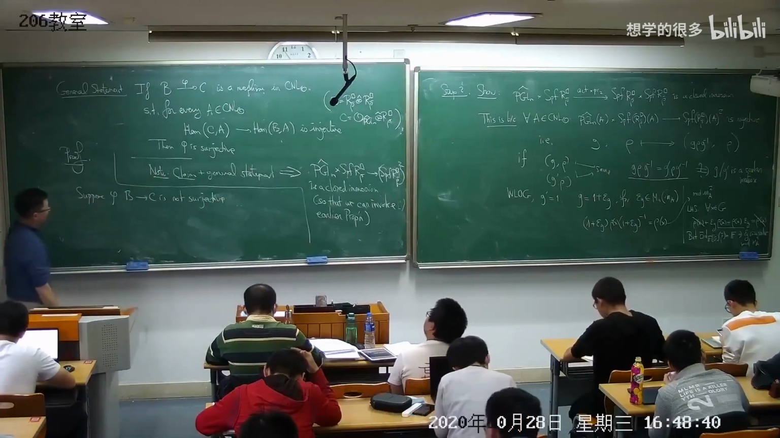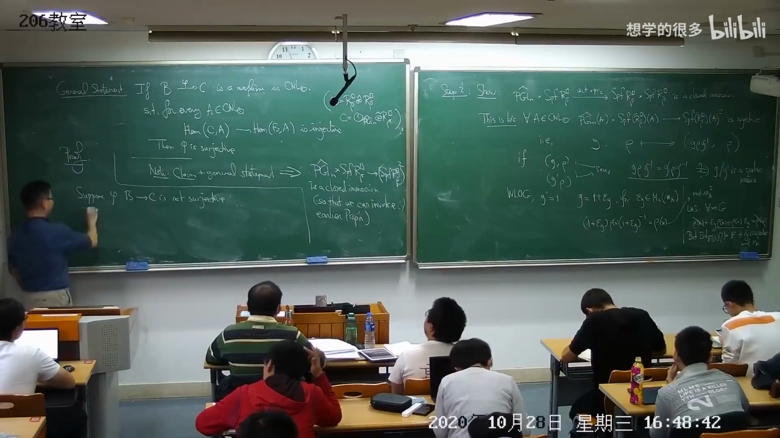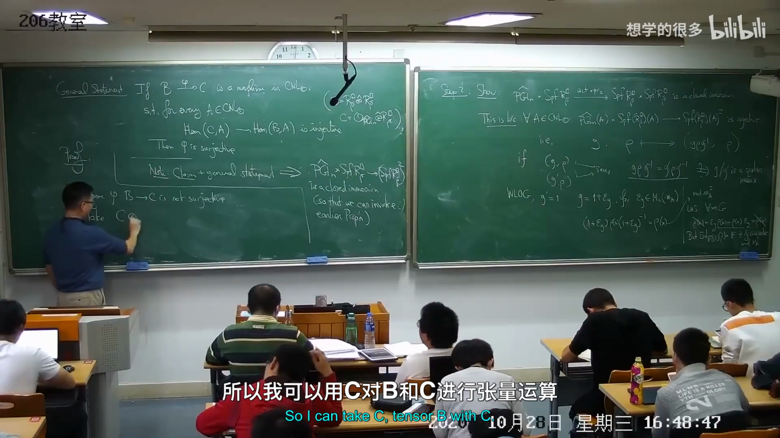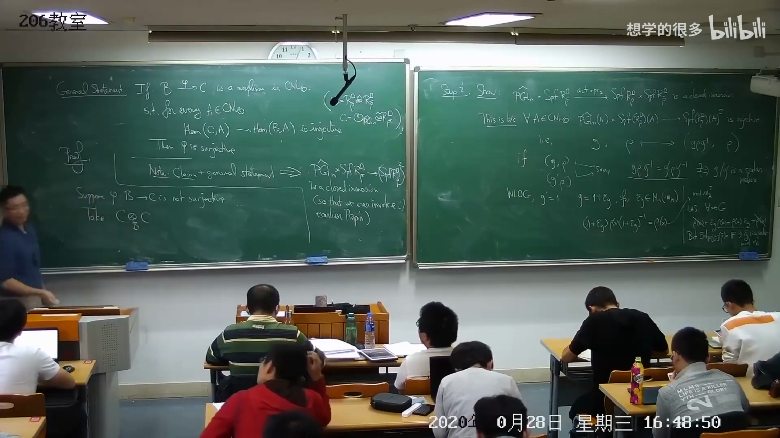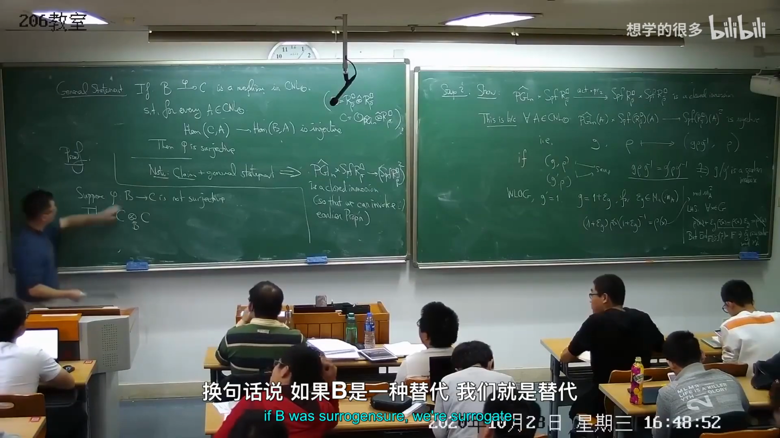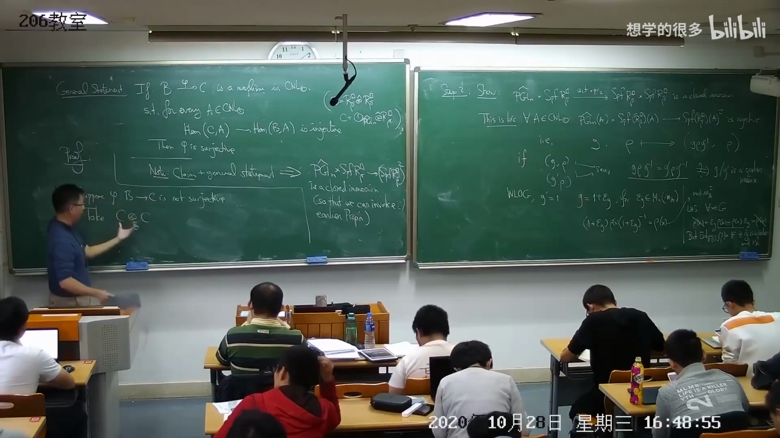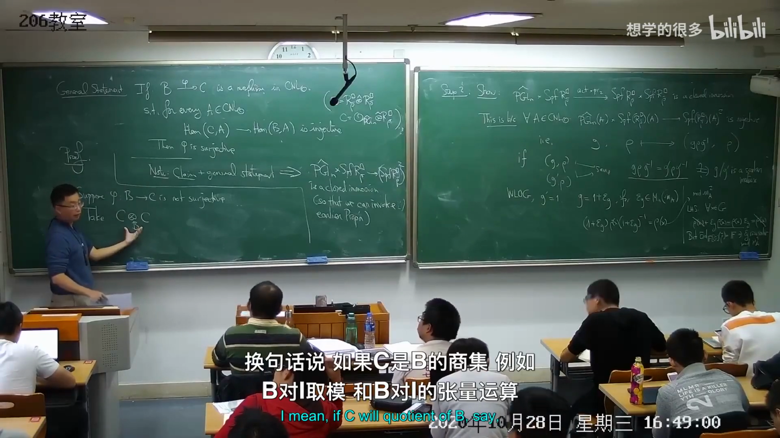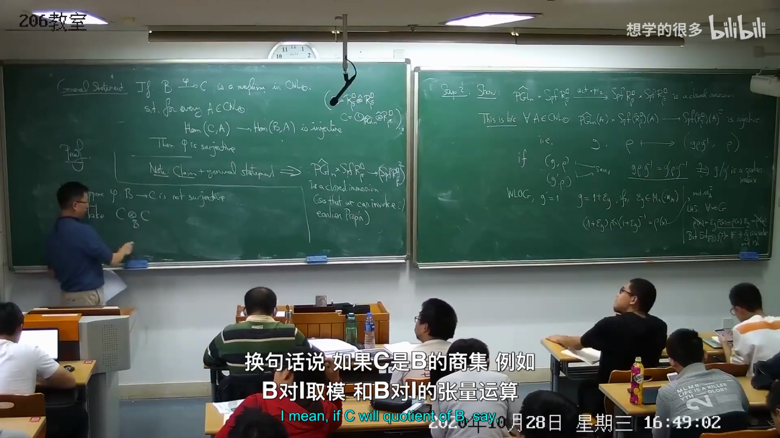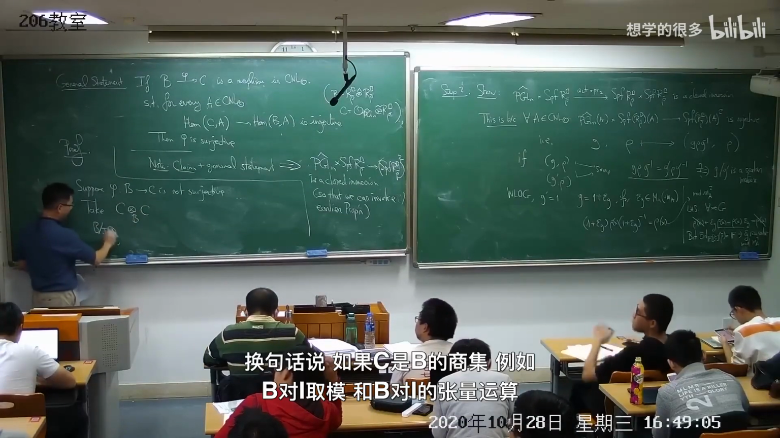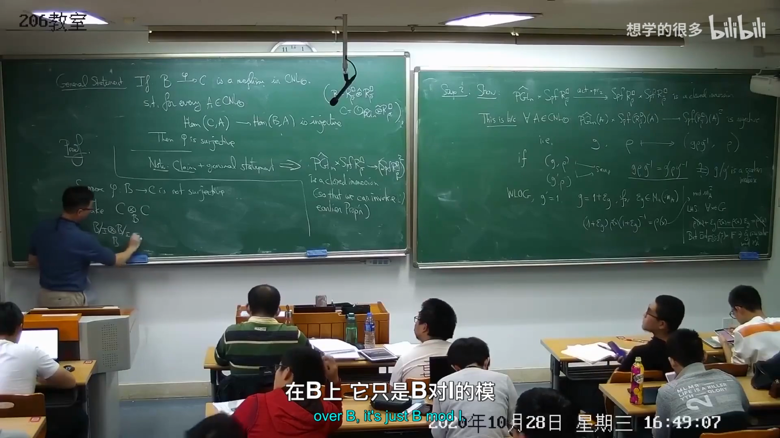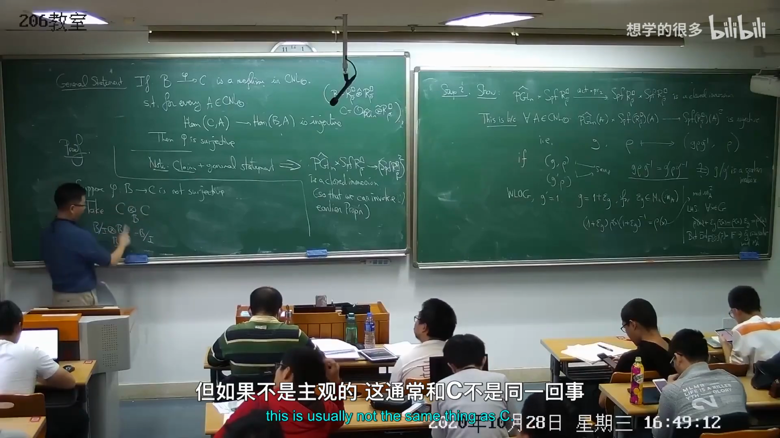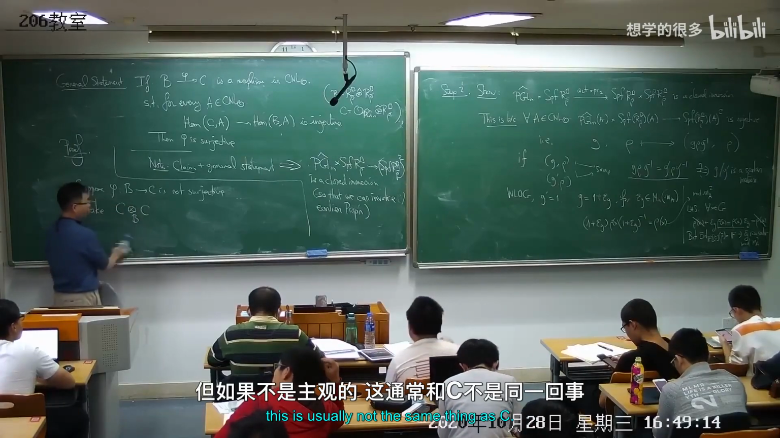Let's take a universal case. So let's take B mapped to C. I can take C tensor B with C. If B surjected onto C, this tensor would just give me C. If C were a quotient of B, say B mod I, then B mod I tensor with B mod I over B is just B mod I. I'm not doing anything. But if it's not surjective, this is usually not the same thing as C.